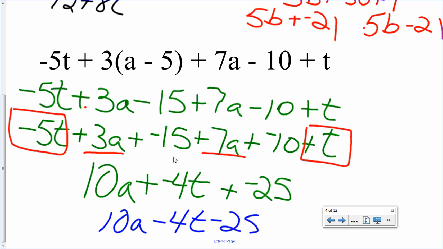You then want to combine your like terms, and I've changed our minus signs to adding a negative in these spots. Our like terms are negative 5t plus t, and we also have 7a and 3a. When you combine your a's, we end up with 10a. When you combine your t's, we end up with negative 4t. And then when we combine negative 15 and negative 10, we end up with negative 25. Again, we don't want to be leaving plus a negative sign together like this. So we simply rewrite it as 10a minus 4t minus 25.